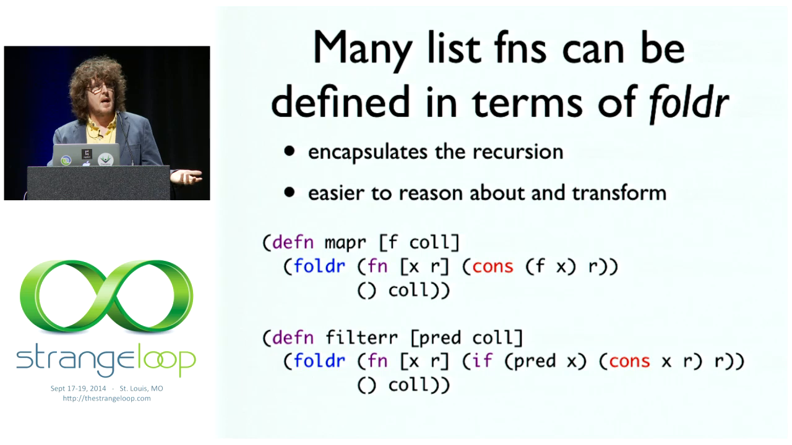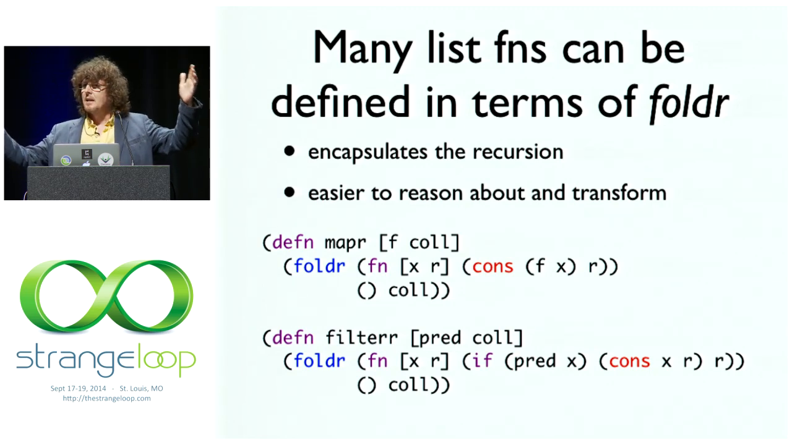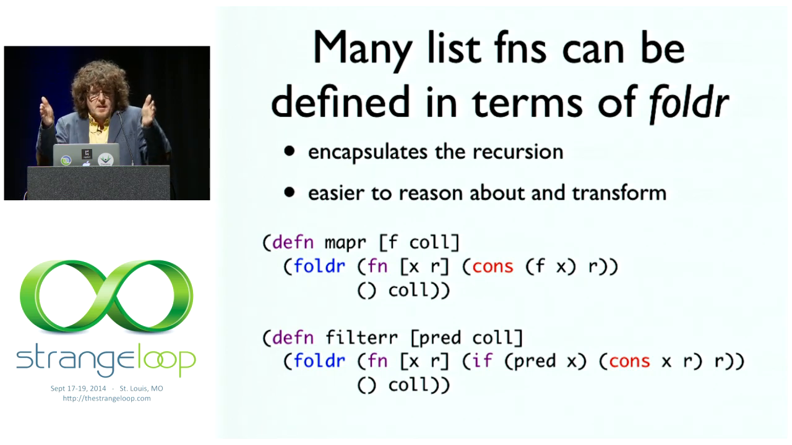We can similarly define filter this way. And what's really interesting about these things is that the foldr, the empty list, and the coll, that's all boilerplate, right? It's exactly the same. Map and filter are precisely the same in those things. All that's different is what's inside the inner function definition. And even there, there's something the same.